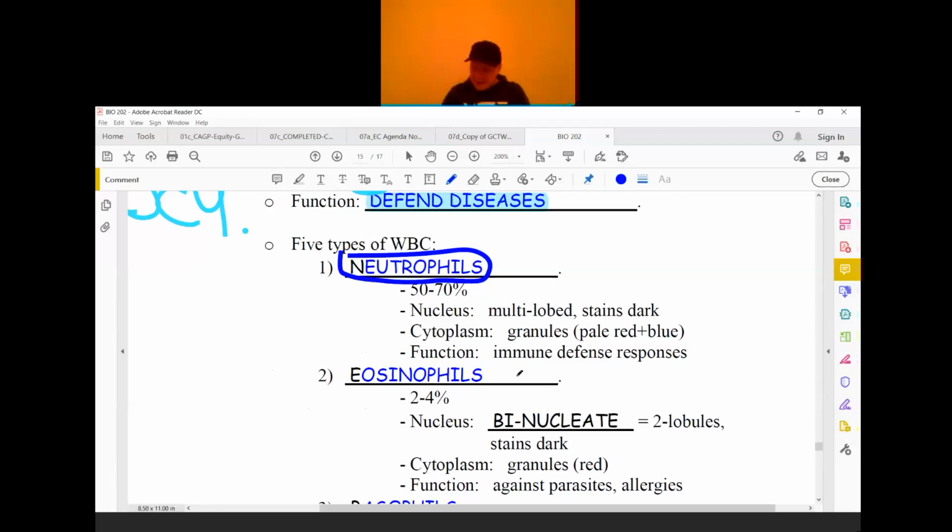I'm just thinking, is there anything else that I was supposed to say about white blood cells? I can't think of any. I think that's about it. Just remember, immune defense is their function.